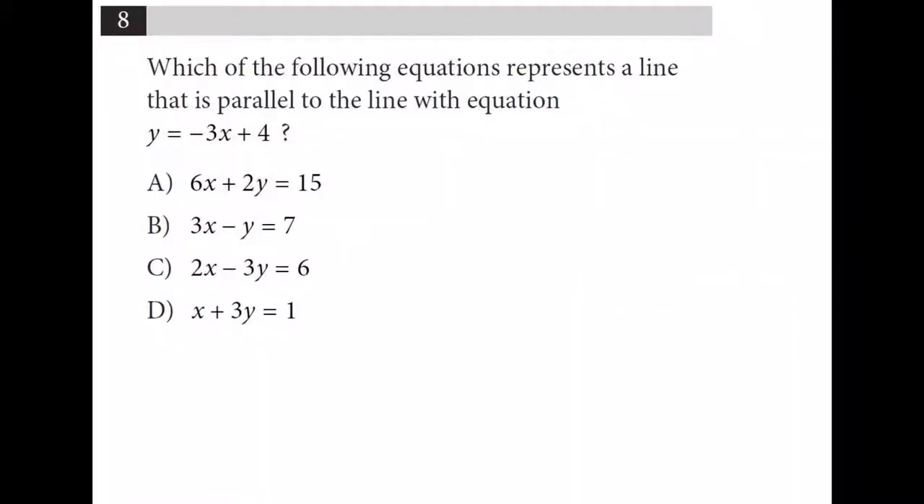Number 8. Which of the following equations represents a line that is parallel to the line with equation y is equal to negative 3x plus 4? Well, what is the slope for this line y is equal to negative 3x plus 4? The slope is equal to negative 3. And because another line is parallel, that means it shares the same slope of negative 3.